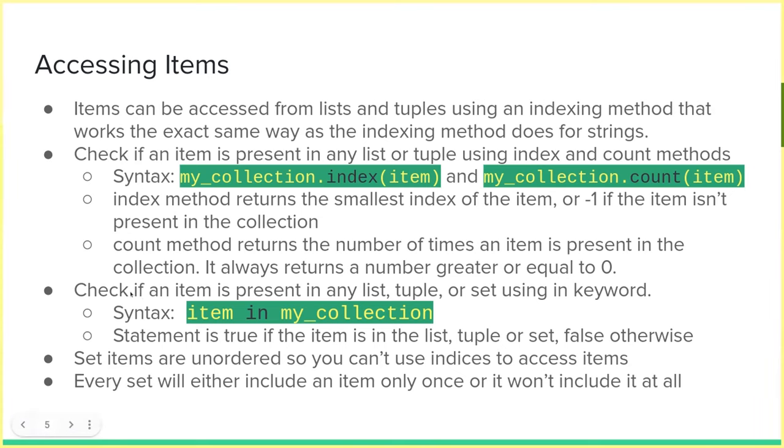For all lists, tuples and sets, to check whether an item is present in the collection, you would just use the syntax item in my_collection, where item is the item you're looking for, and my_collection is the list, the tuple, or the set. The statement evaluates to true if the item is in the collection and false otherwise. You have to remember that set items are unordered, so you cannot use indexes to access items. And every set will either include an item only once, or it won't include it at all.